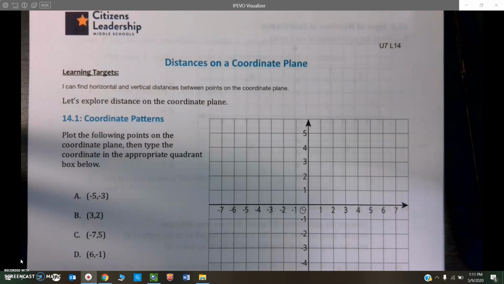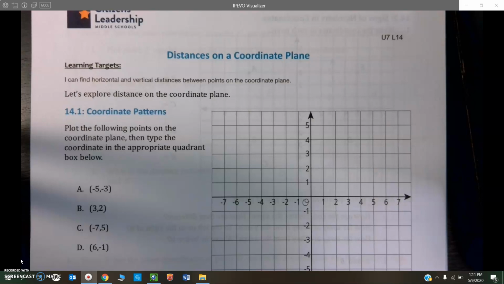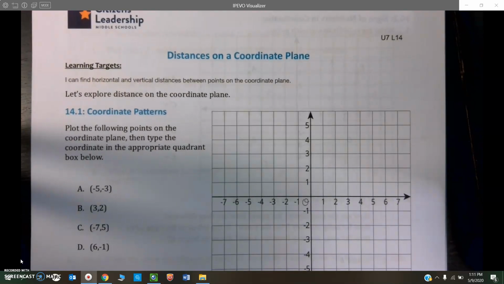The title of this lesson is Distances on a Coordinate Plane. We have one learning target today. I can find horizontal and vertical distances between points on the coordinate plane.